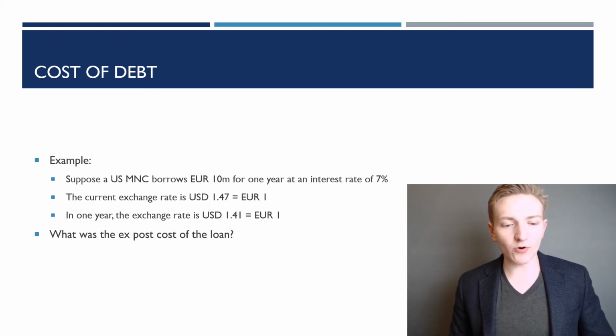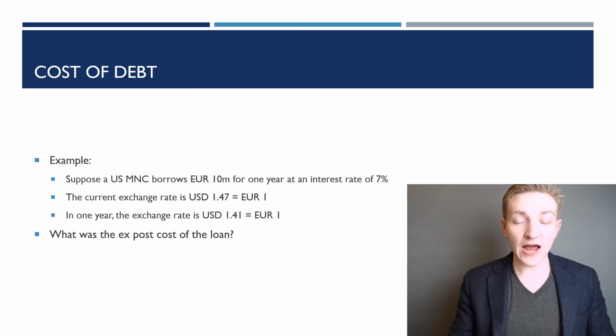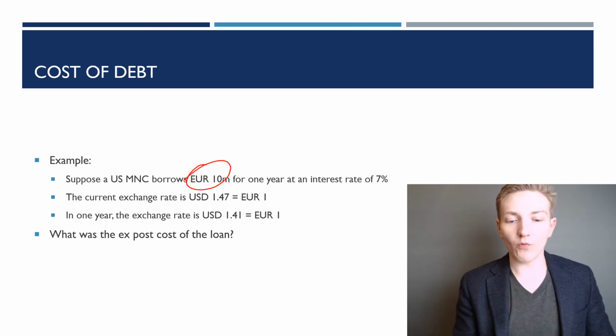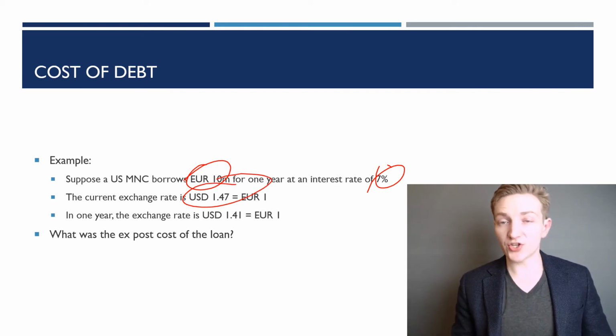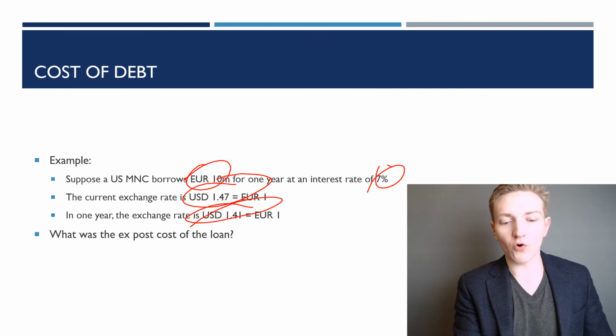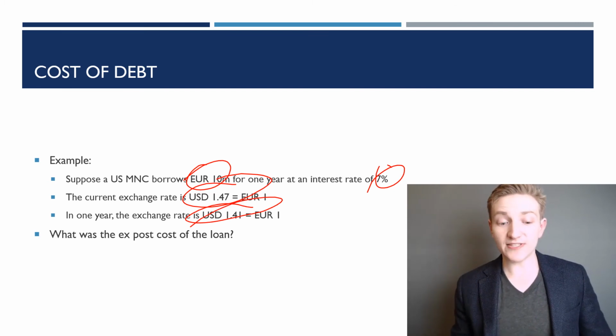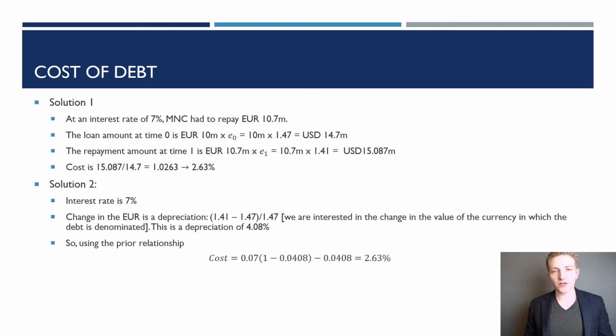As an example, suppose we have a US multinational borrowing 10 million euros for 1 year at an interest rate of 7%. The current exchange rate is 1 euro equals 1.47 US dollars. In 1 year, the exchange rate is 1 euro equals 1.41 US dollars. What that means is the euro has depreciated. So let's look at what our effective cost of debt has been.